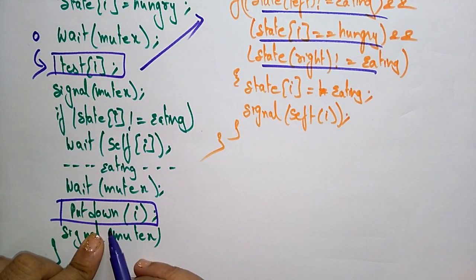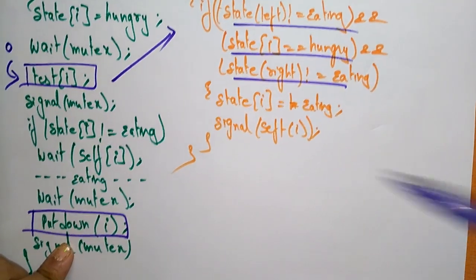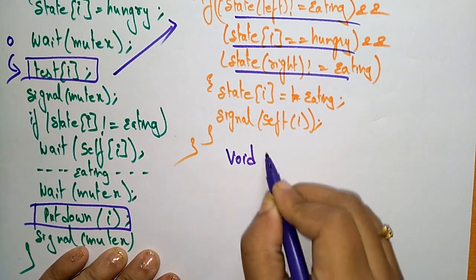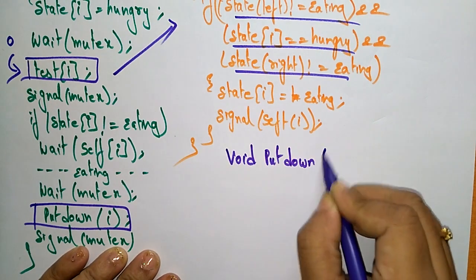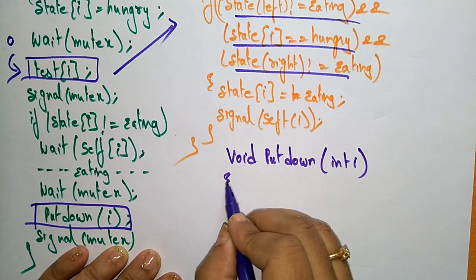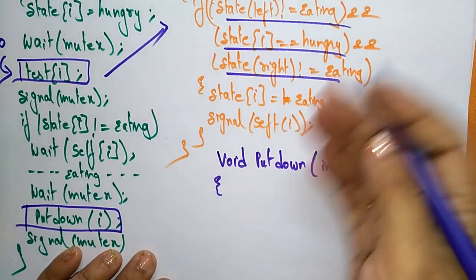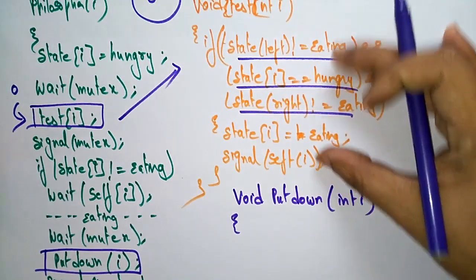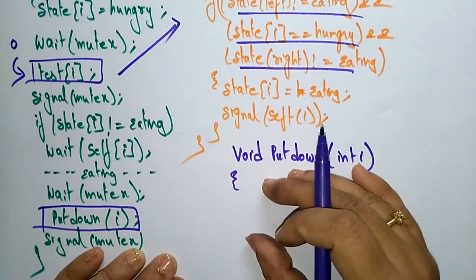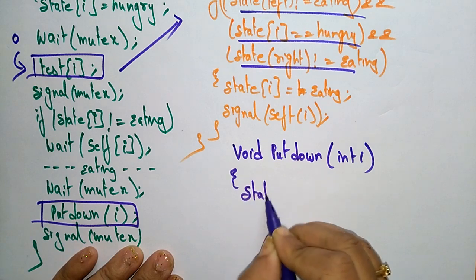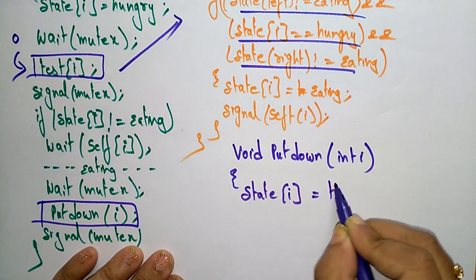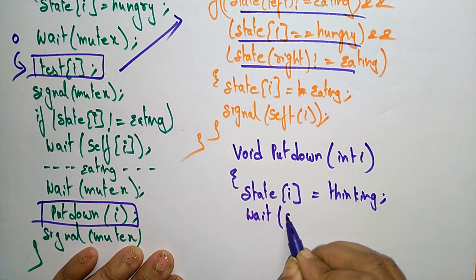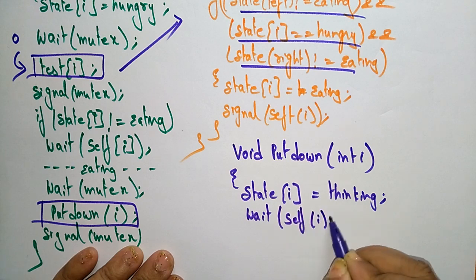After that, he has to put down(i). So what is the put down(i)? Let me write that. Void put_down(int i). Whenever this operation is over, or he is not eating, he can go for the next philosopher and check the condition. Whenever the condition is satisfied, I have to put down the chopsticks. State[i], that is 0, is thinking. Whenever he is thinking, just call wait(self[i]), that is 0.